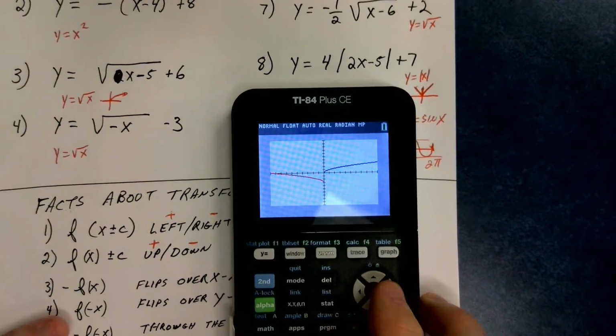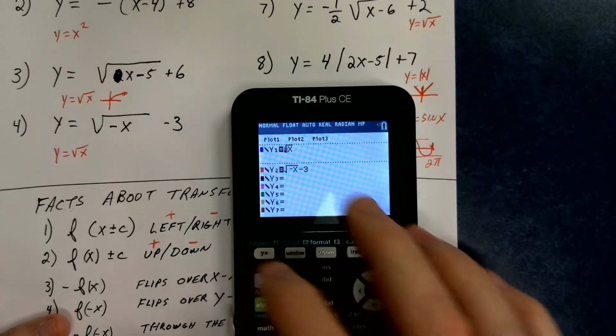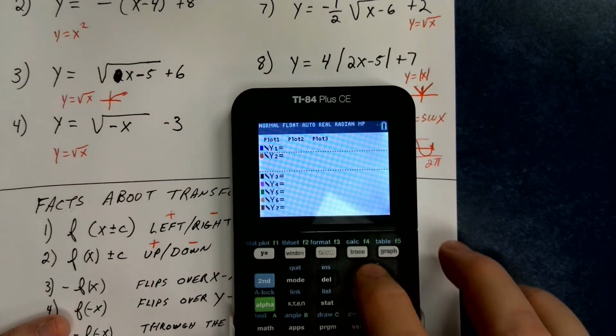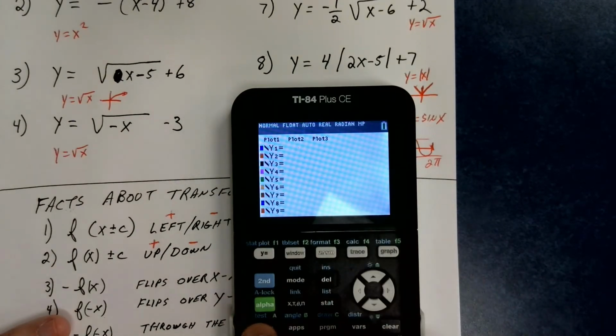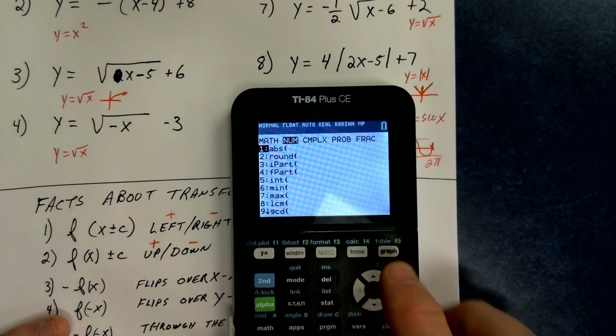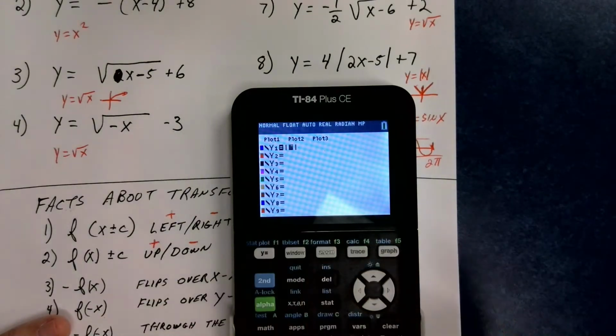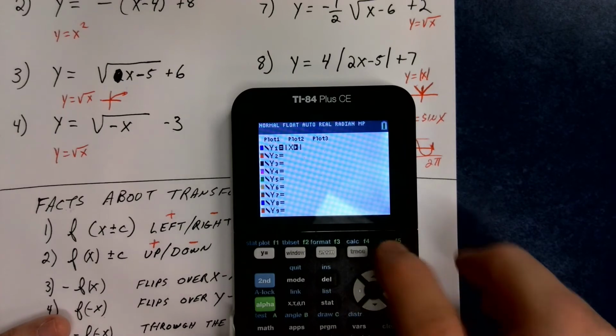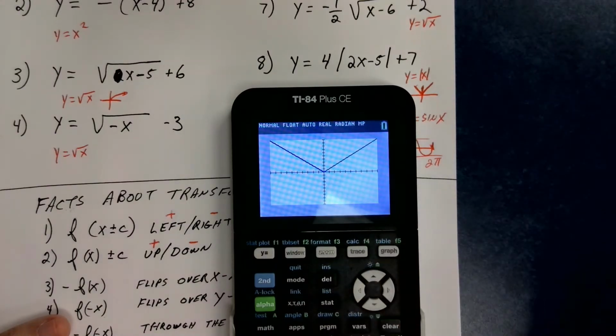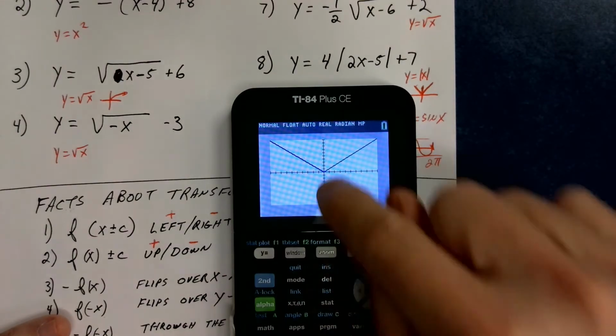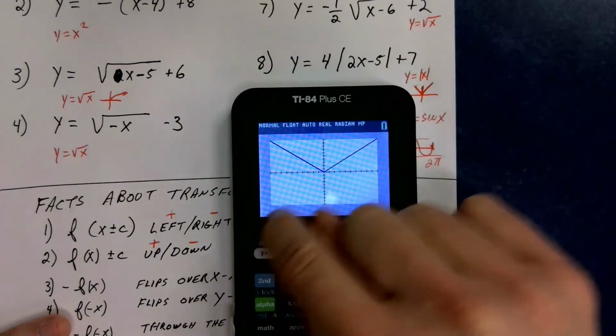So that's an absolute value function. I'm going to clear, y equals, clear and clear. So I do absolute value. That's under the math key. So math, and then num, that's the first one, number 1, absolute value of x. I'm going to go ahead and hit graph. You guys can see that is the absolute value.